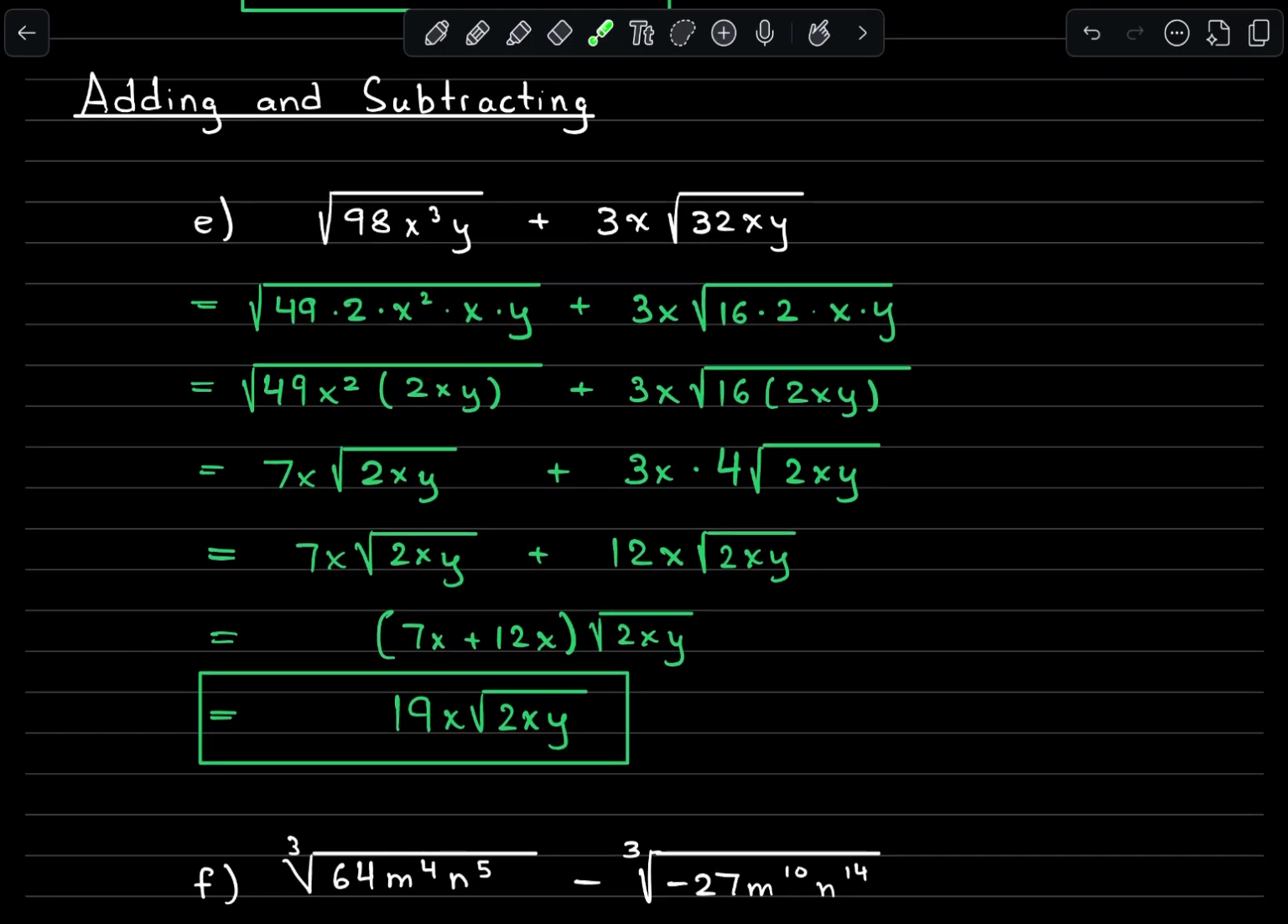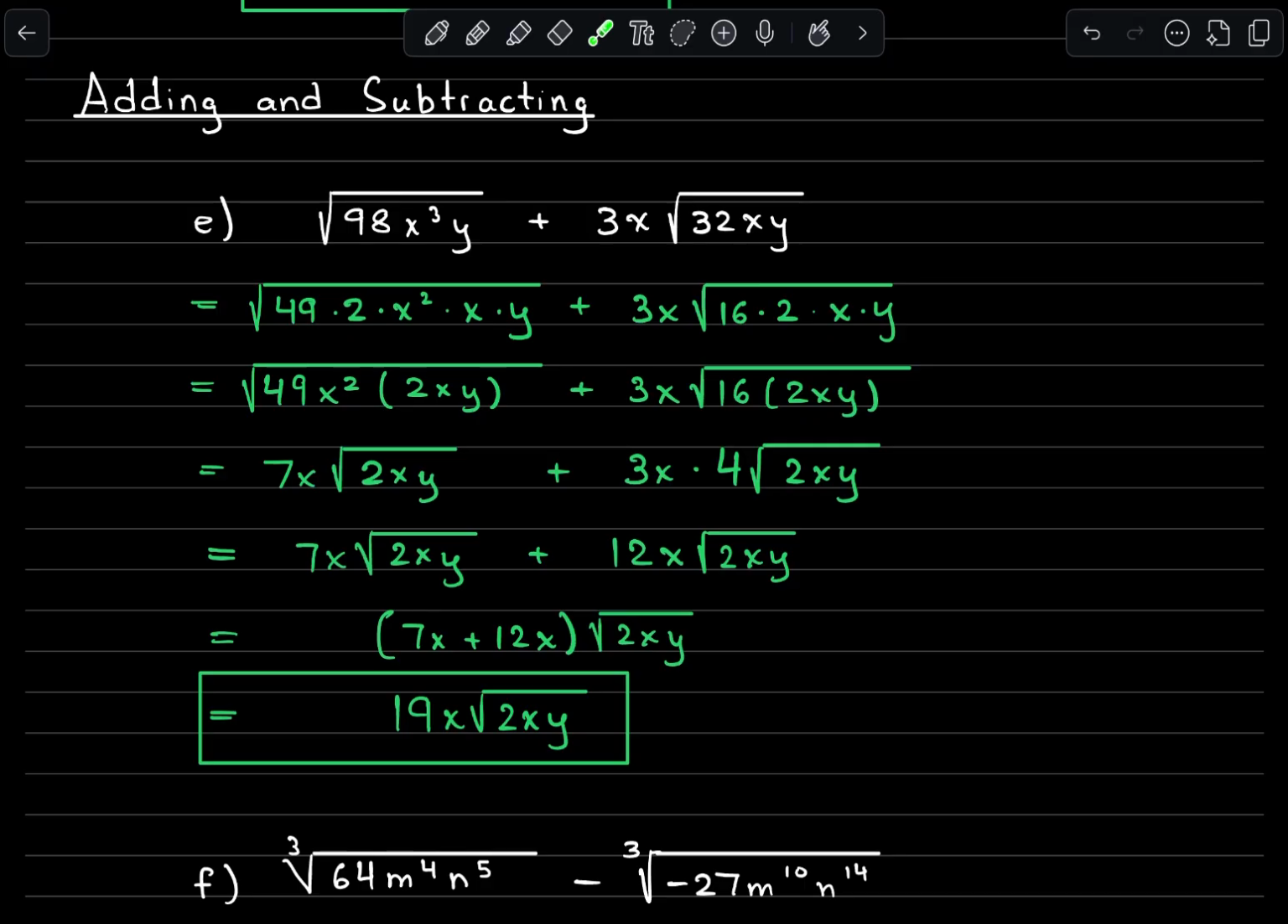Next example, now we're going to do a subtraction. We've got two cube roots here. Cube root of 64, m to the 4th, n to the 5th power, minus the cube root of negative 27 m to the 10th n to the 14th power.